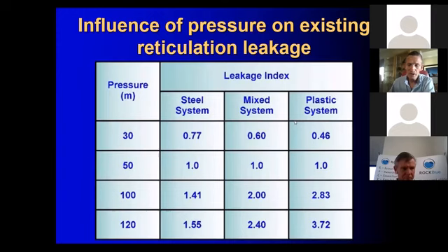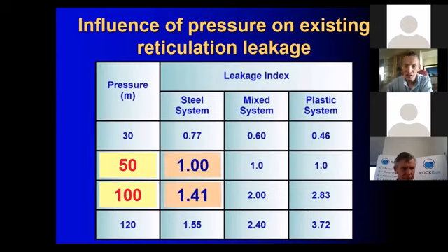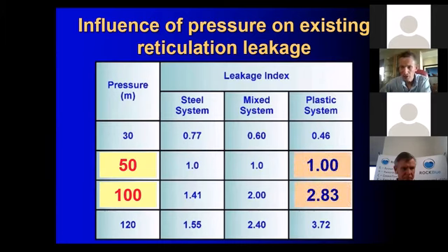is if you change the pressure from 50 meters to 100 meters on a steel pipe system, the leakage will increase from 1 to about 1.41, which is a 40% increase. So you double the pressure and you increase the leakage by only 40%. So that's not too significant. On a plastic pipe system, however, if you double the pressure, you will increase the leakage from 1 to almost 3. So that's basically a 300% increase, 3 times what it was. And that is the impact of variable area discharges.